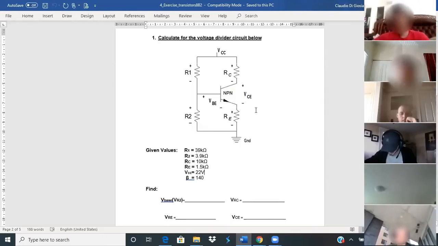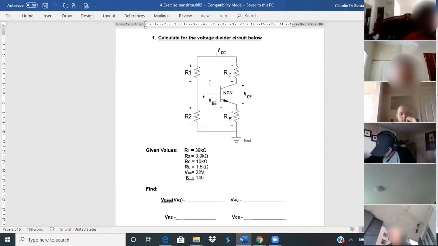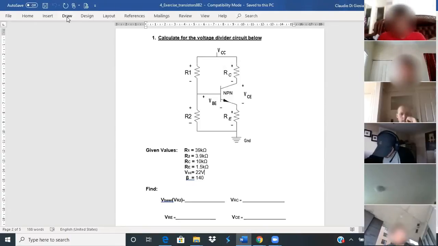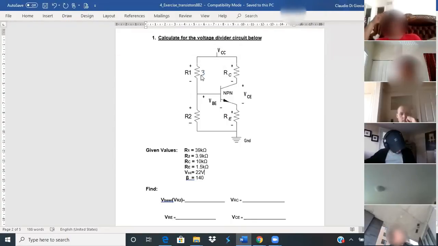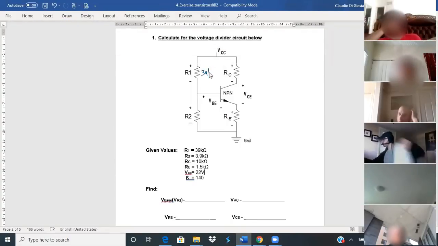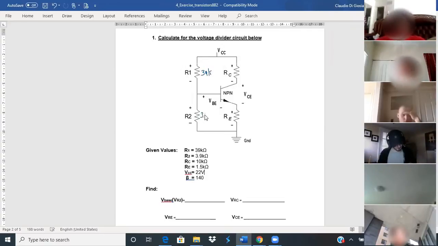All right, so we're going to correct the voltage divider. We have the variables. Ideally, what you want to do is write down all the values. So R1 is 39K, R2 is 3.9K, RC here is 10K, and RE is 1.5K. So those are the resistor values. The source voltage is 22 volts.